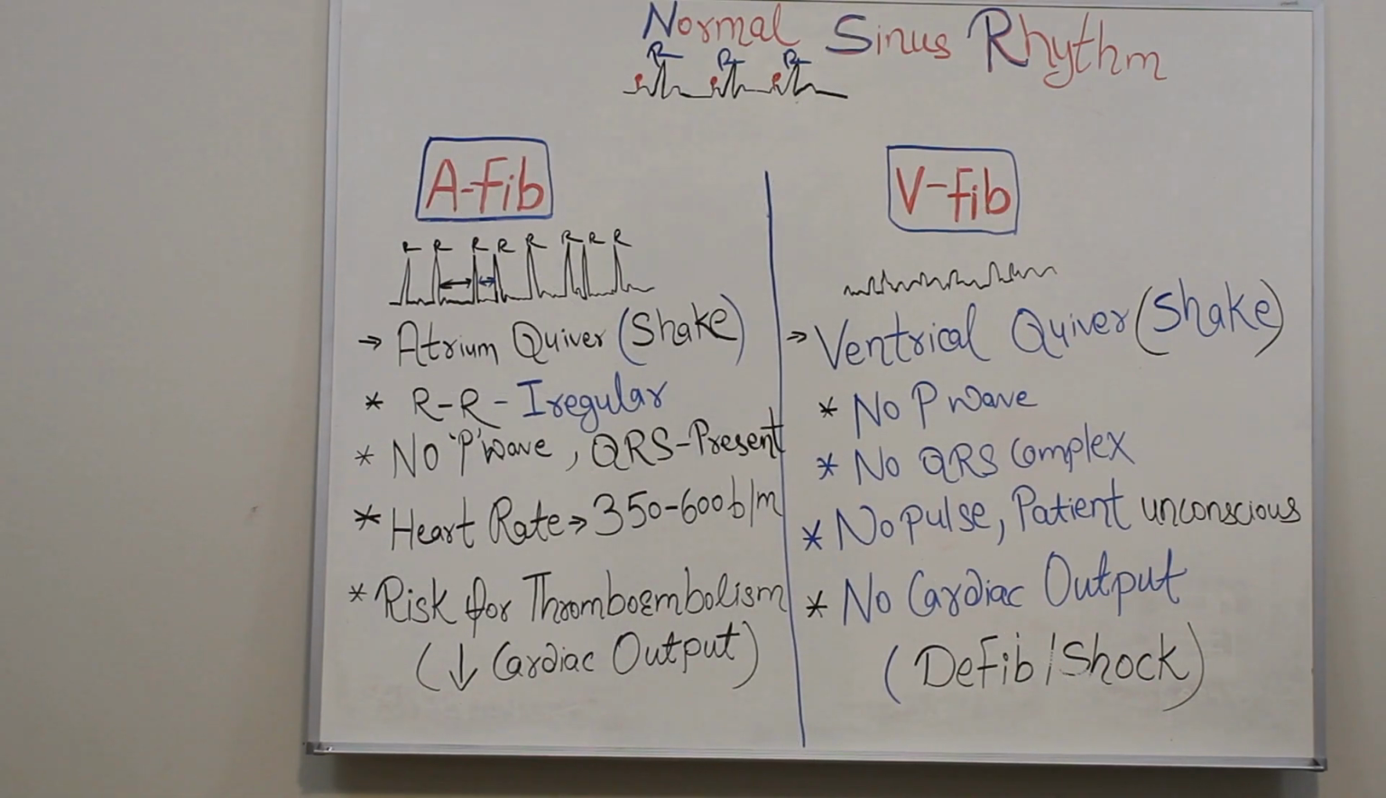Now moving on to the main topic, AFib and VFib. First of all, I'd like to tell you that these AFib and VFib are not normal cardiac rhythms. They are cardiac dysrhythmias. They are abnormal rhythms generating in the heart.